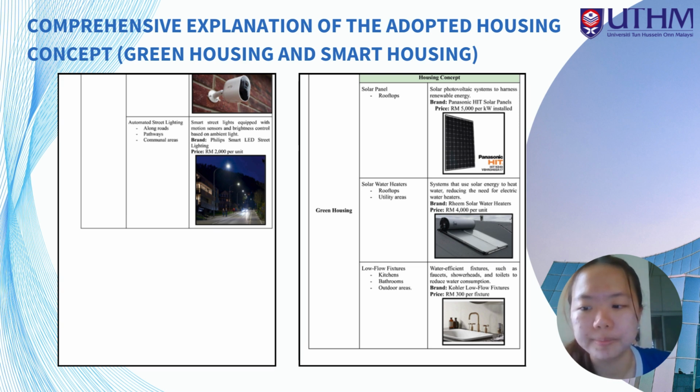And next is the green housing concept that we will apply in this project. First of all is the solar panel, which we will apply on the rooftops. It is a solar photovoltaic system to harness renewable energy, and we will be using the Panasonic HIT solar panel with the price of 5,000 per kilowatt installed in this project.